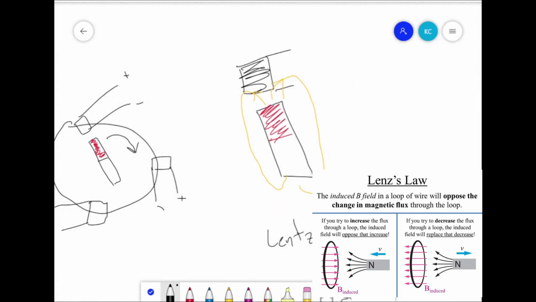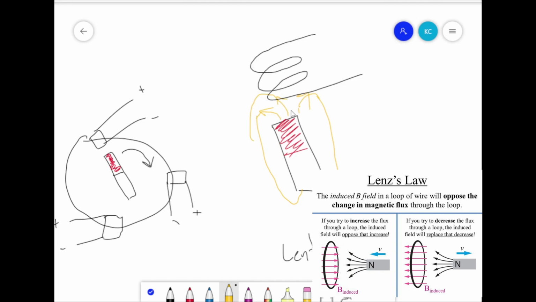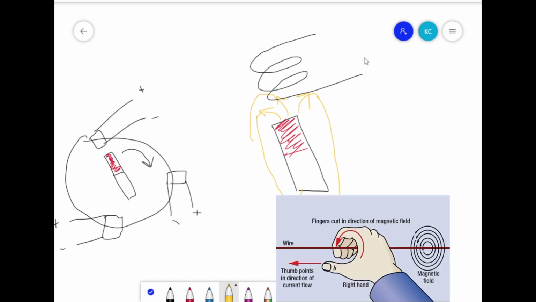Lenz's law and the right-hand rule will help you determine in which direction the potential is being generated. The field line right now, as it looks, the magnetic field vector is going into the coil. So we take our right hand, curl our fingers, which means the thumb points to the right here. So the current is going to go in that direction, coming from here and going around, which means we have higher potential here and lower potential here.